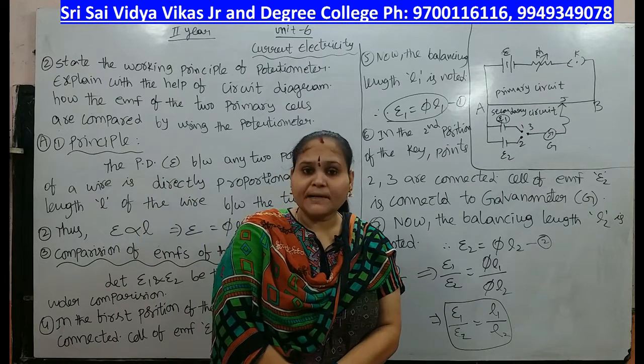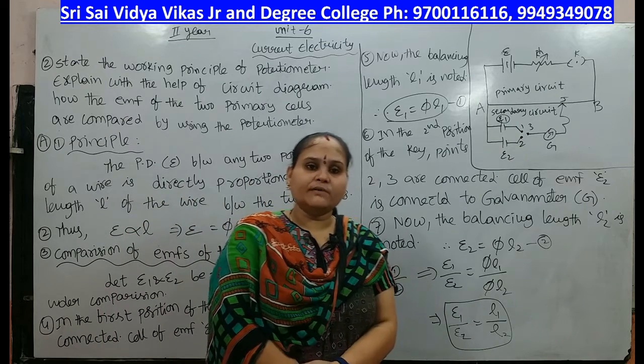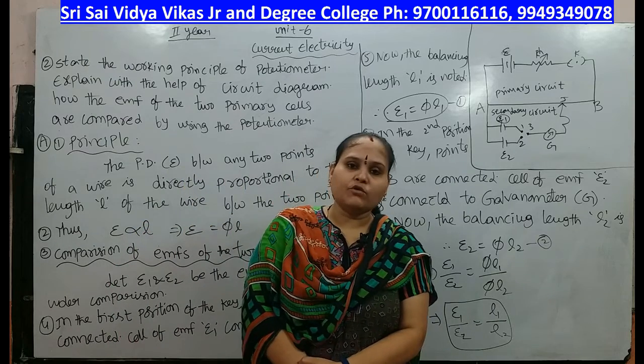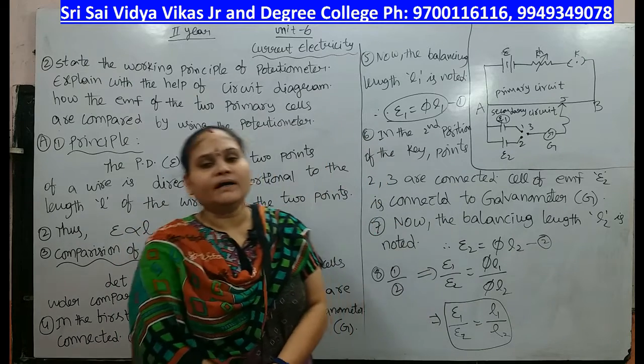Then we will compare the EMFs. For this purpose, divide 1 by 2. That means epsilon 1 by epsilon 2 equal to phi L1 by phi L2. Therefore, epsilon 1 by epsilon 2 equal to L1 by L2.